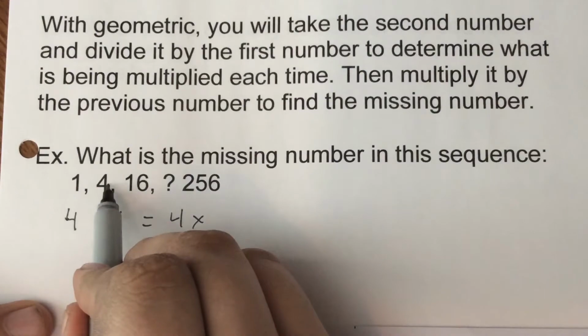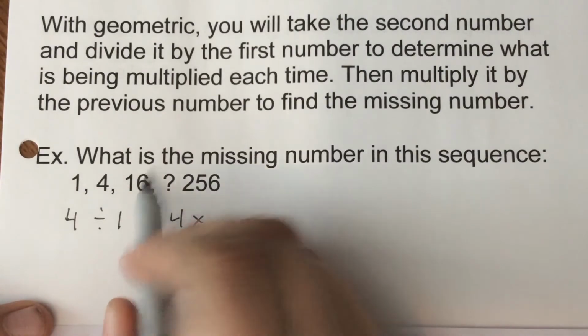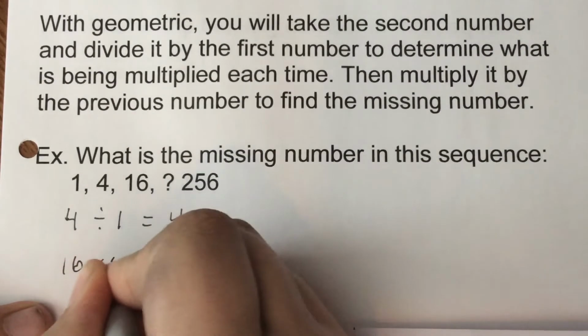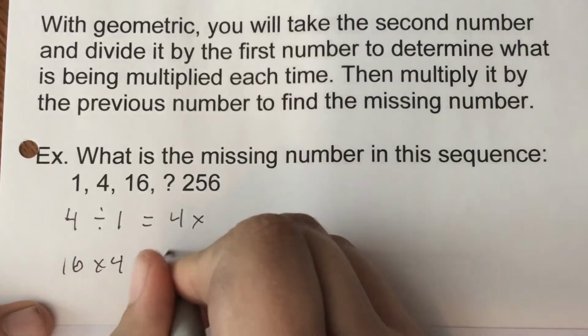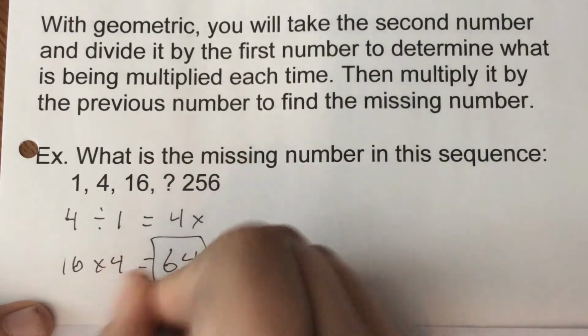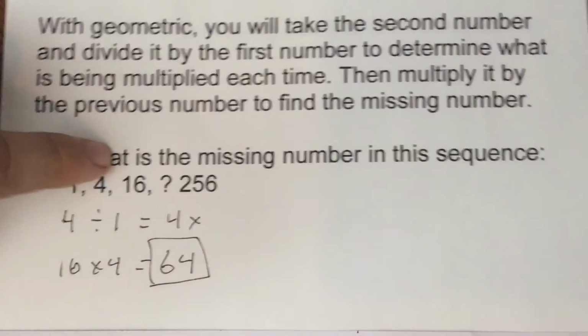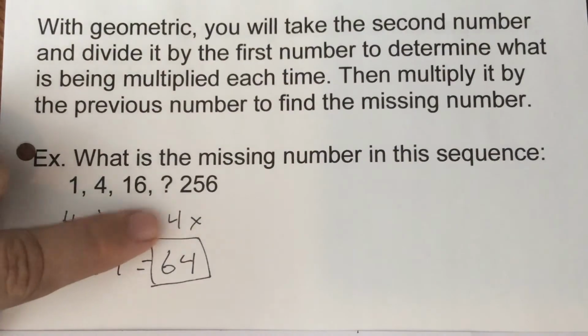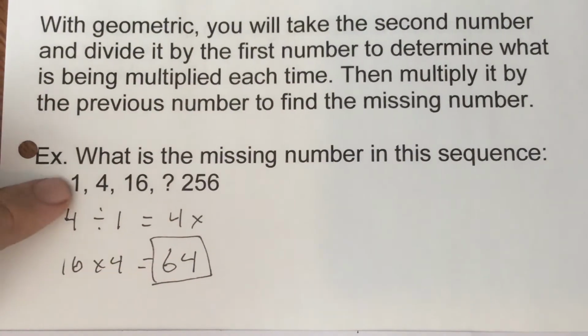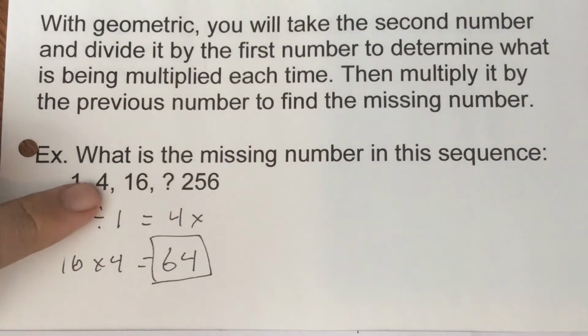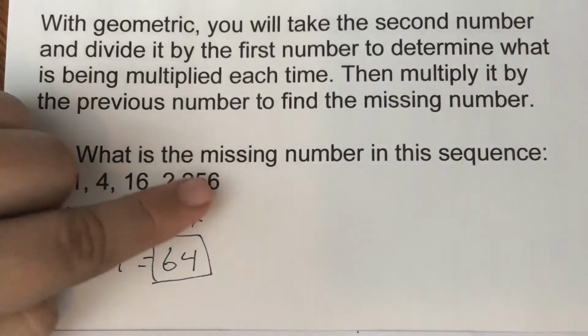So 1 times 4 is 4. 4 times 4 is 16. So 16 times 4 gives you 64, and that's our missing number. If you multiply by 4 again, you're going to get your 256. So divide the second one by the first. Whatever you get, that's what we're going to multiply by each time. And remember, we're going from left to right. So multiply by 4, multiply by 4, multiply by 4, right on.